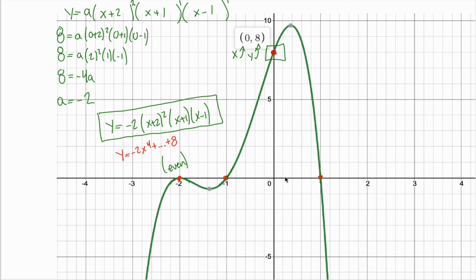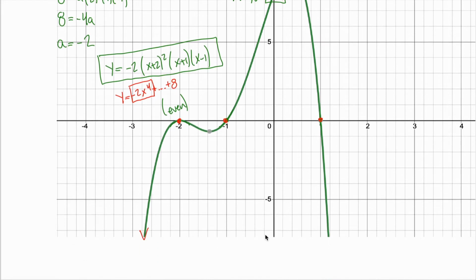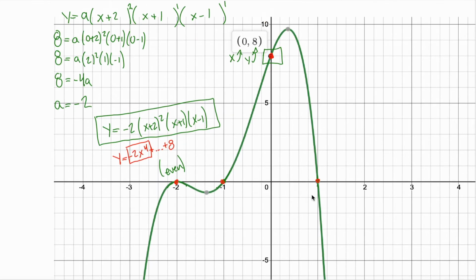The behavior at those different roots should be bouncing off at -2 for this multiplicity of 2 and passing straight through at -1 and +1 for the implied multiplicities of 1 on each of these factors, which is exactly what happens with my graph. You could even check the end behavior from this term, recognizing that when we go to the left, the graph goes down, and when we go to the right, the graph goes down.